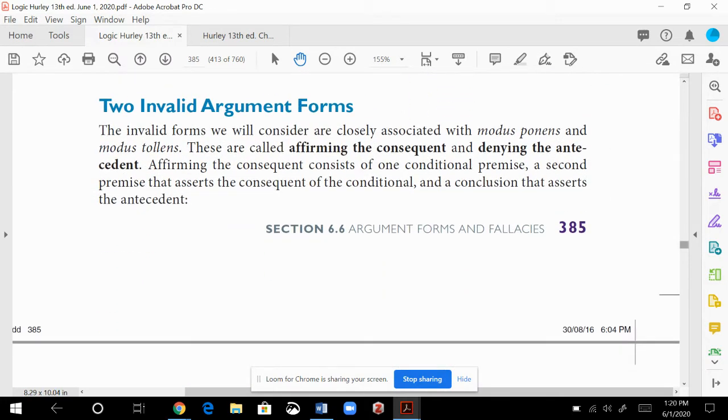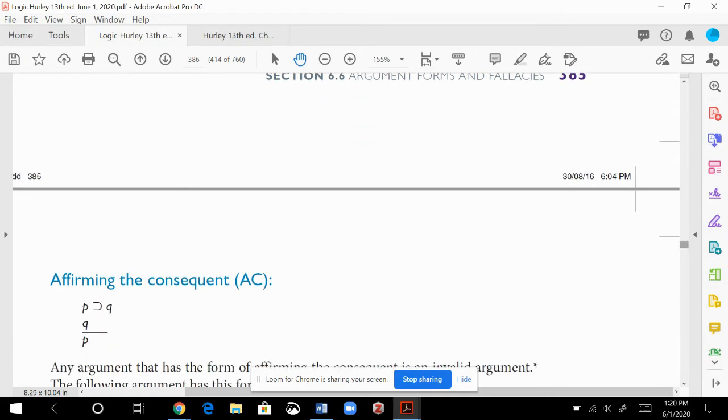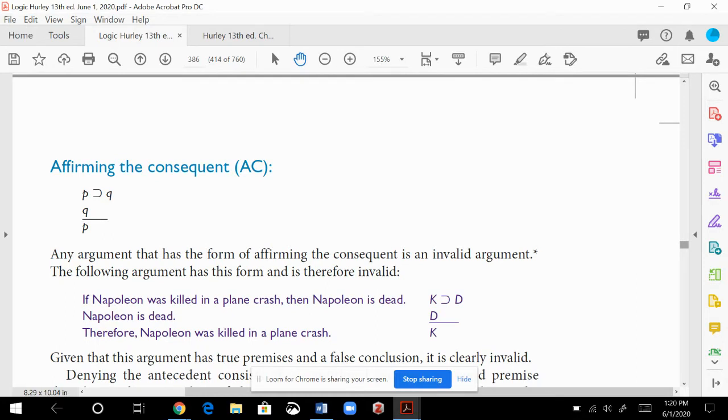All right, so 2 invalid forms. We just covered the 6 valid forms. Here are the 2 invalid. They have names: affirming the consequent and denying the antecedent. These are both real tricky. They look like modus ponens and modus tollens, but they're not. Okay?